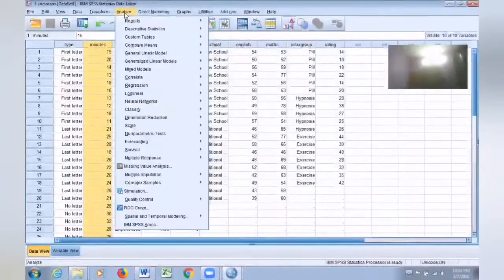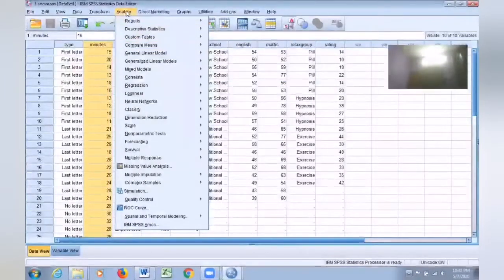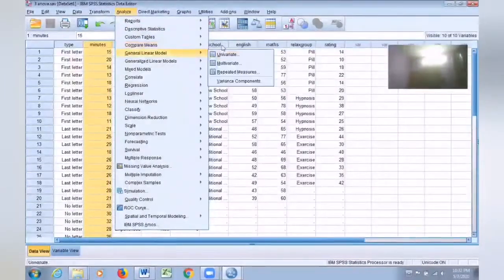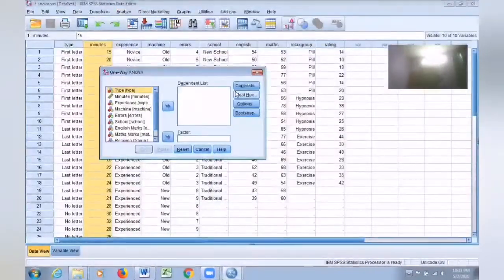Go to analyze. In analyze, go to compare means. In compare means, go to one-way ANOVA. So I just repeat it: analyze, compare means, and in compare means you go for one-way ANOVA. Fine. So the screen appears here. Now I'll find minutes, the dependent variable. I send it to the dependent list.